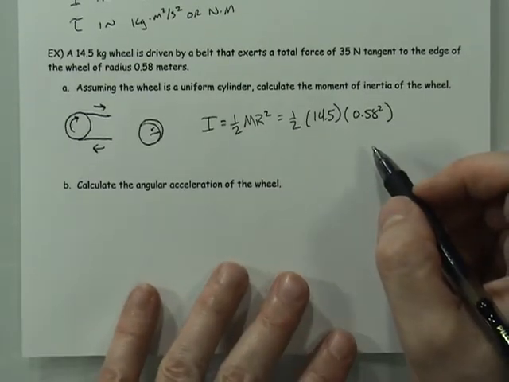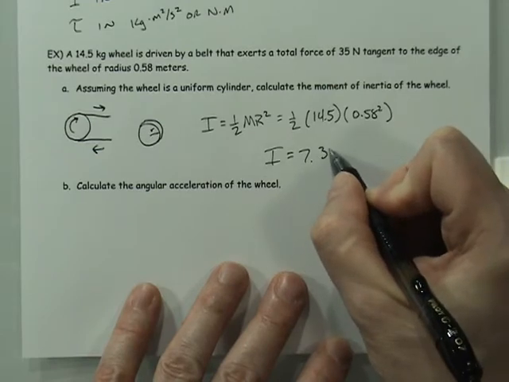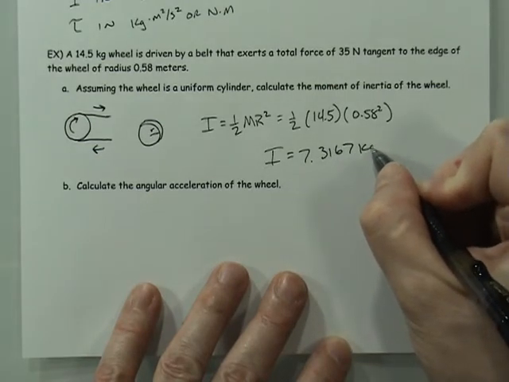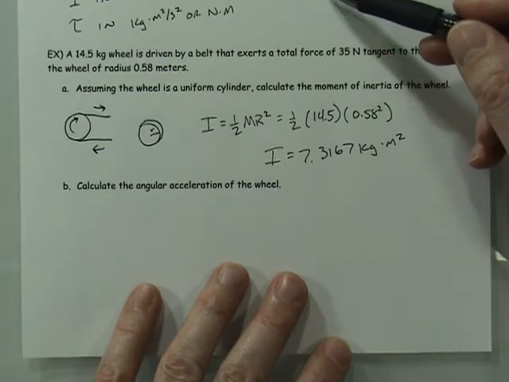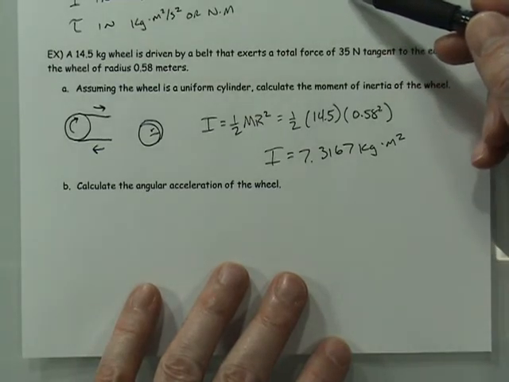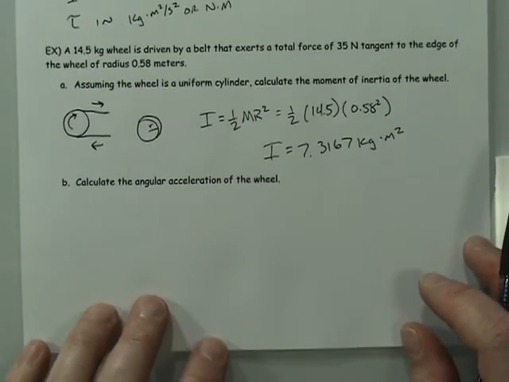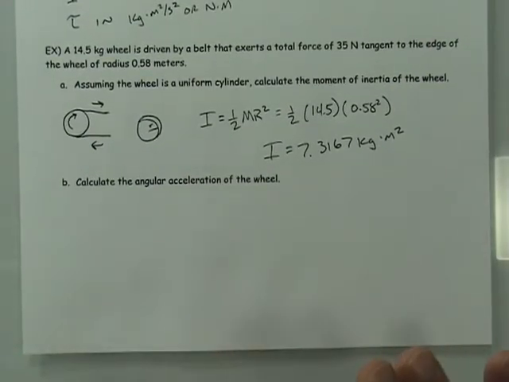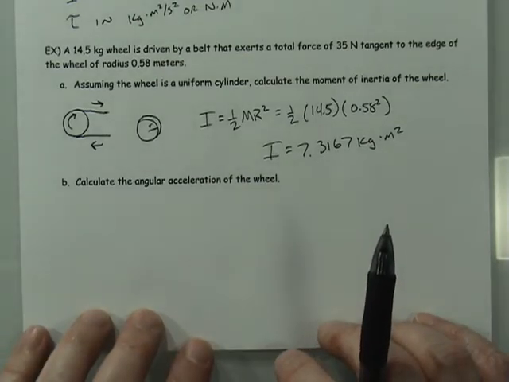Times 0.58 squared, then we'll get a moment of inertia of 7.3167. Remember that the units are always going to come out in kilograms times the distance in meters, which is squared, so it's kilogram meters squared. That's really a new property. It is related to the mass of an object, but it's a different way of looking at it, and it does have different units, right? Because mass would only be kilograms.